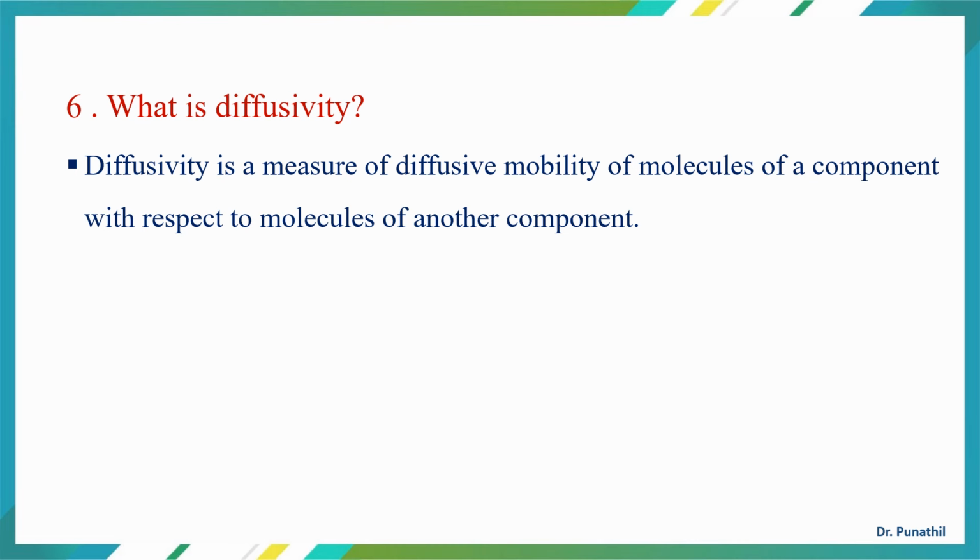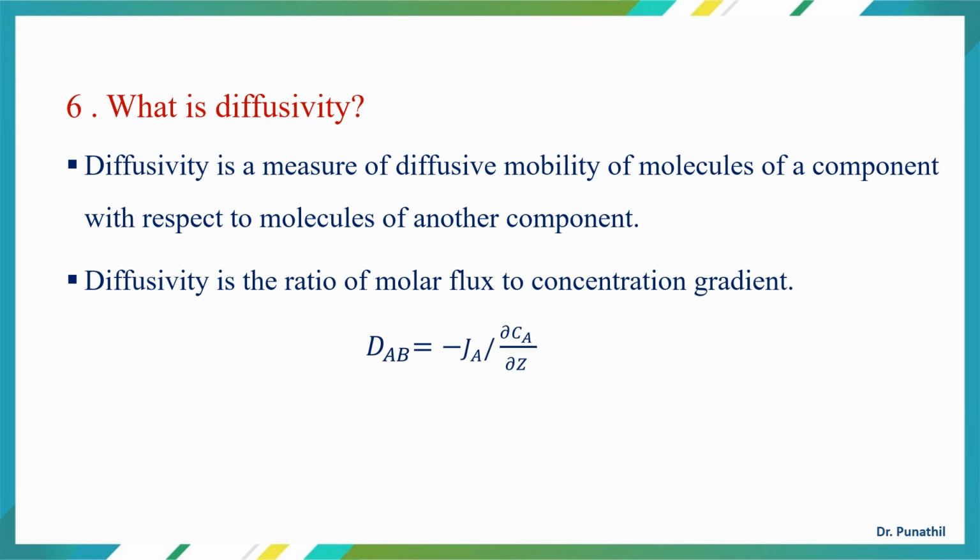The next question. What is diffusivity? Diffusivity is a measure of diffusive mobility of molecules of a component with respect to molecules of another component. Diffusivity also can be defined based on Fick's first law, that is, diffusivity is the ratio of molar flux to concentration gradient, D_AB equal to minus J_A by ∂C_A by ∂Z.